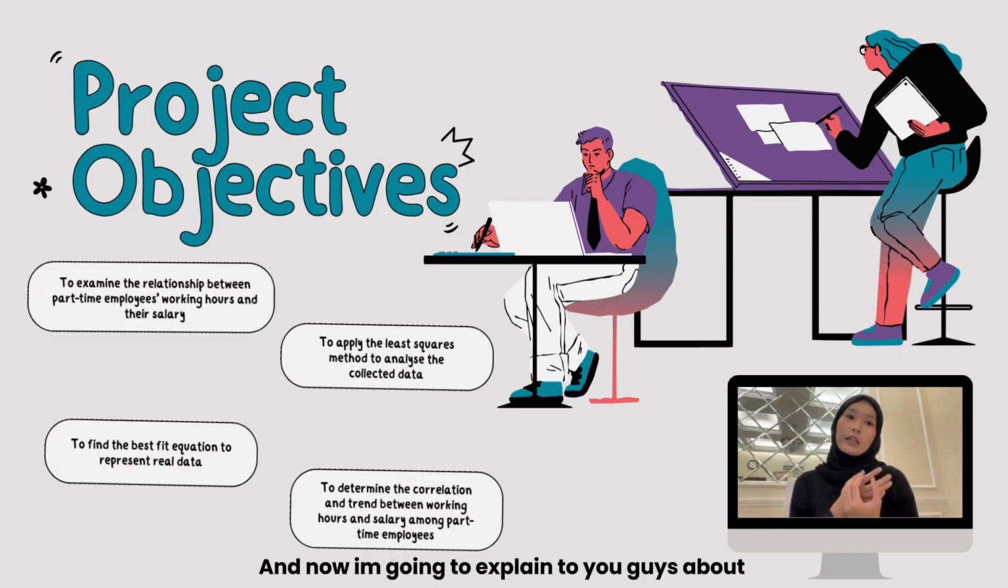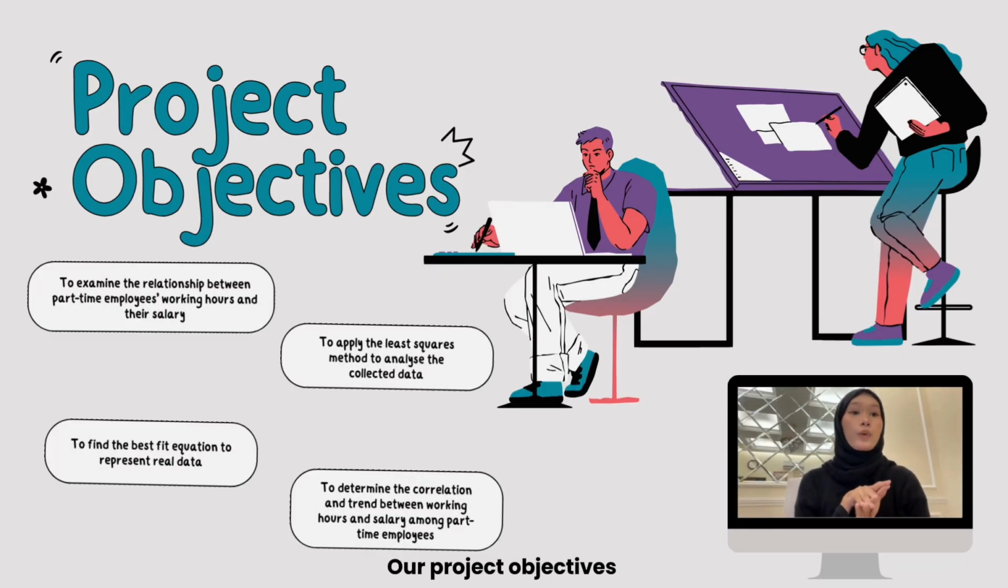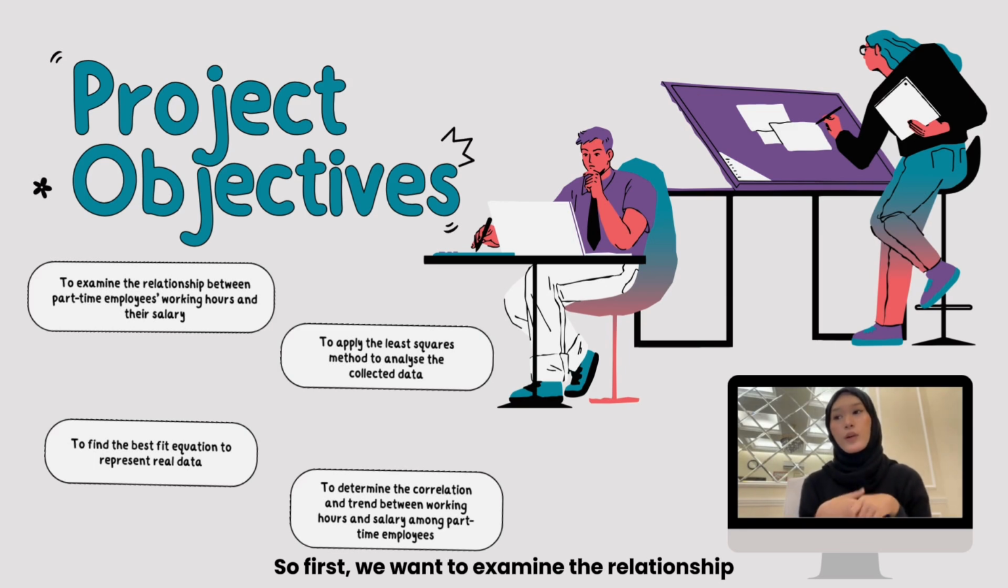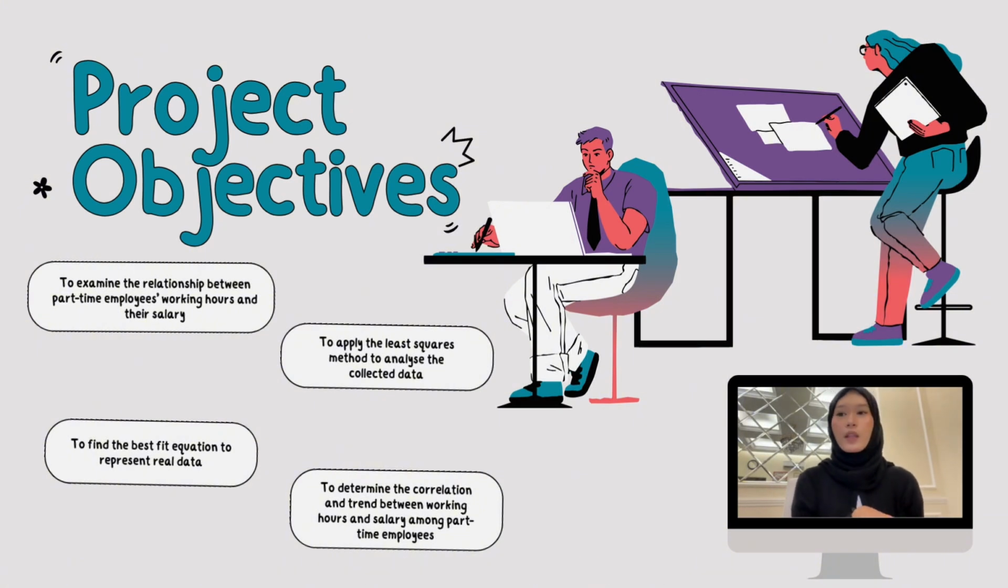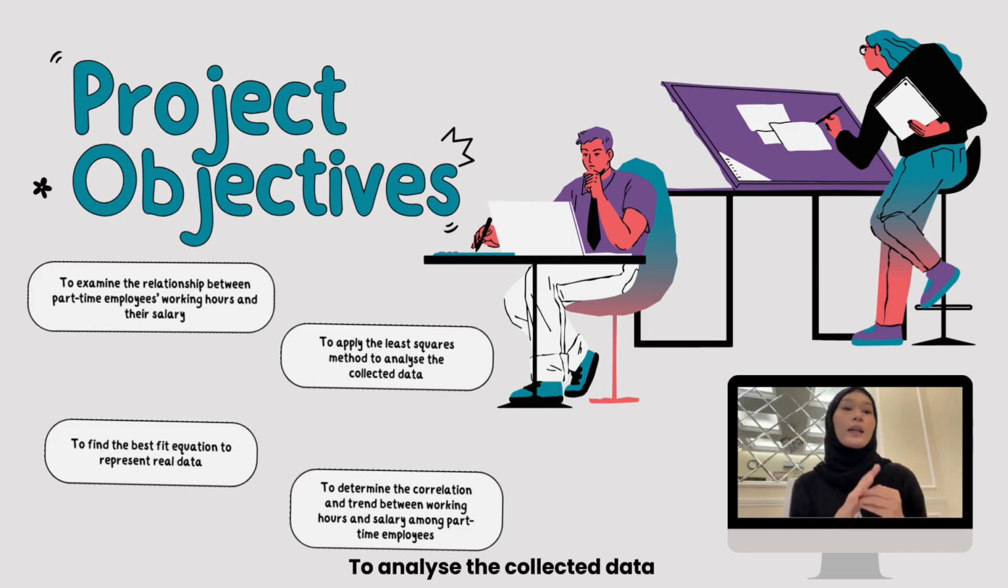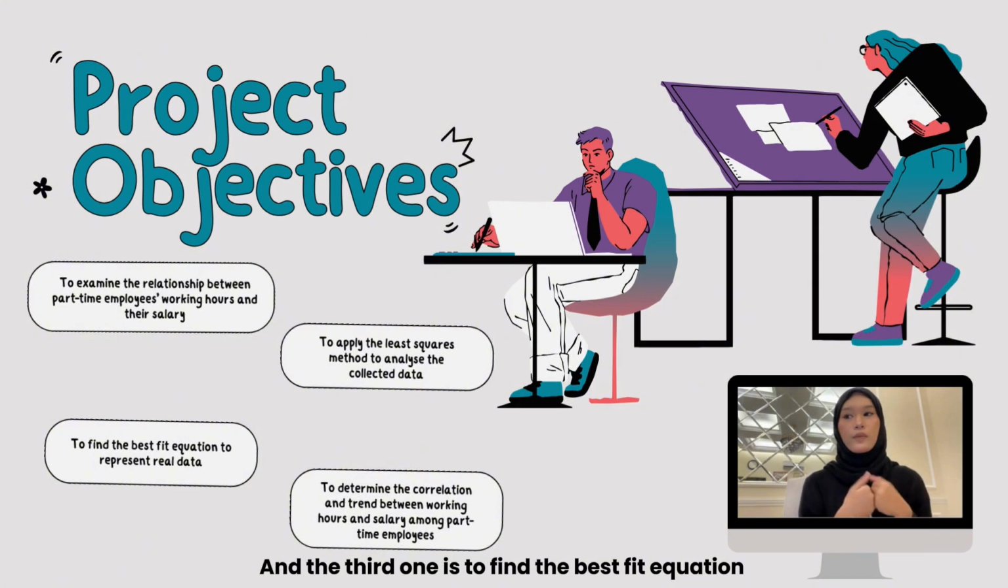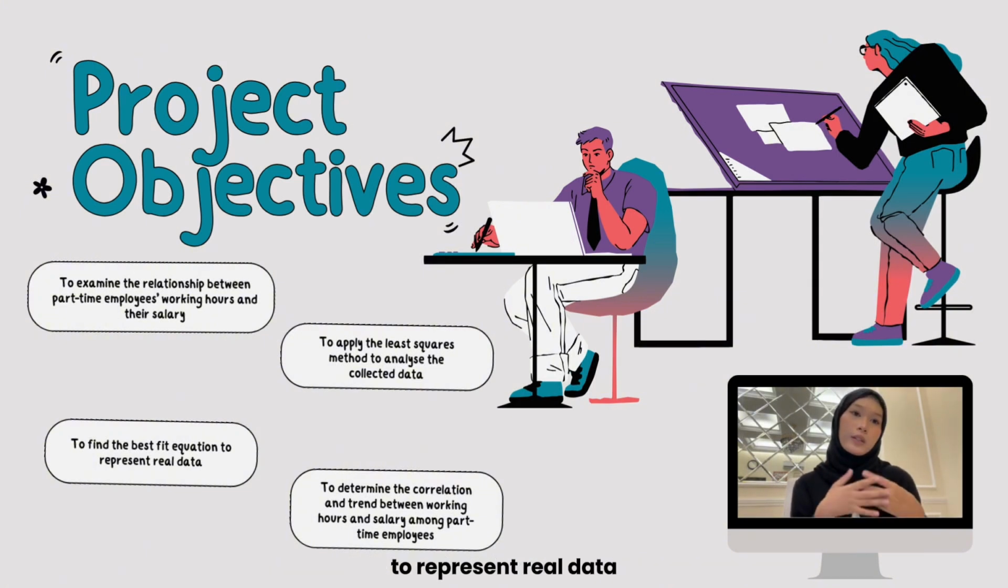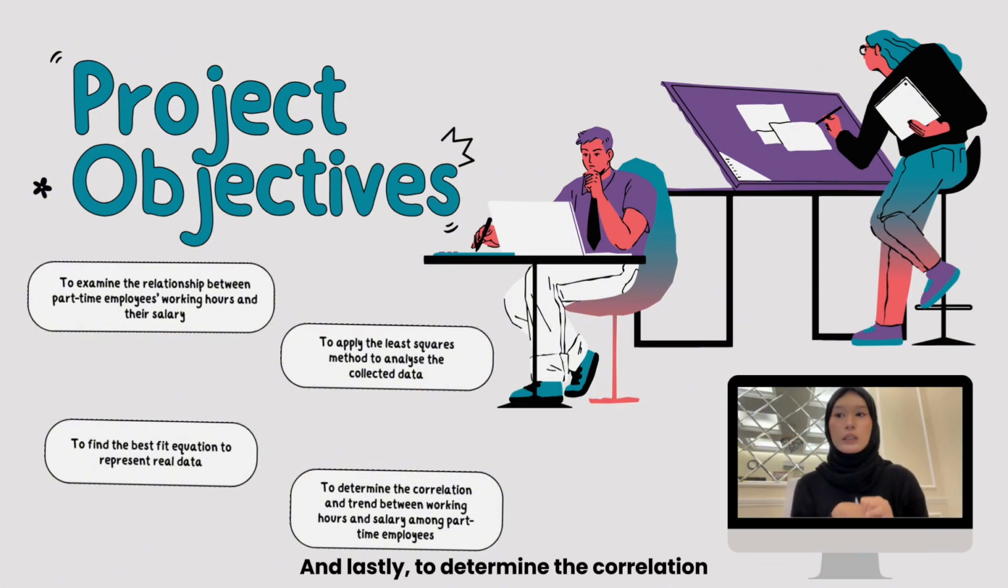Now I'm going to explain our project objectives. First, we want to examine the relationship between part-time employees' working hours and their salary. The next objective is to apply the least square method to analyze the collected data. The third one is to find the best fit equation to represent real data. And lastly, to determine the correlation and trend between working hours and salary among part-time employees.